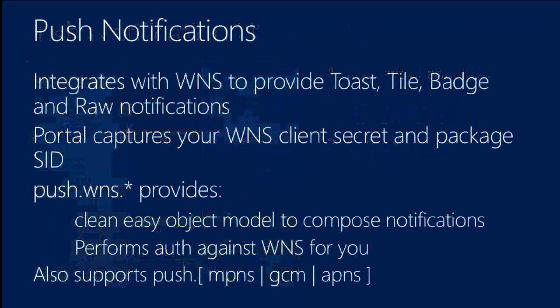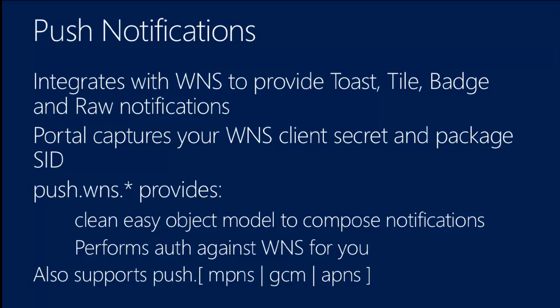Now, to do this with mobile services, we integrate with WNS to provide toast, tile, badge and raw notifications. I forgot to mention that before. Raw is just a way for you to send data packets to your application if it's running in the foreground or if you have a background task running. It's useful if you want to transfer information down to the device using a push-based mechanism rather than a polling-based mechanism for your app. So you can do updates in the background to whatever data sets are on there.